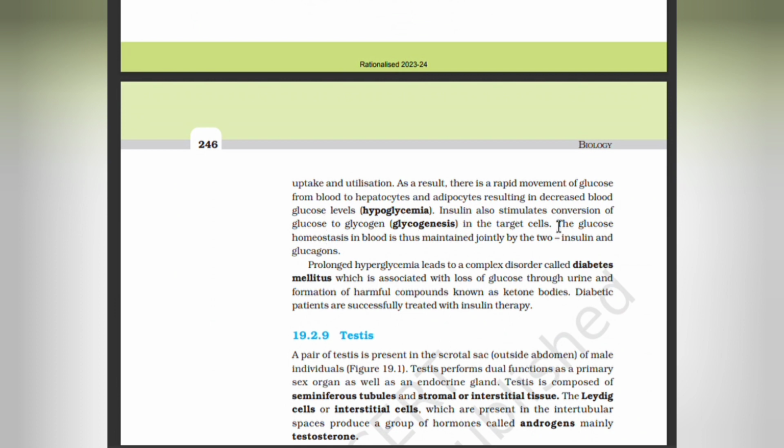Insulin also stimulates conversion of glucose to glycogen, that is, glycogenesis, in the target cell. The glucose homeostasis in blood is thus maintained by the two, insulin and glucagon. Prolonged hyperglycemia leads to a complex disorder called diabetes mellitus, which is associated with loss of glucose through urine and formation of harmful compounds known as the ketone bodies. Diabetic patients are successfully treated with insulin therapy.